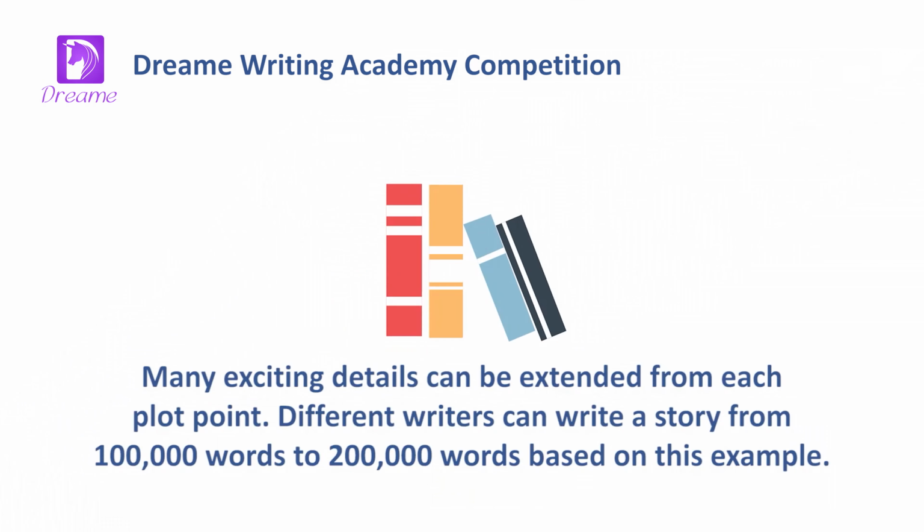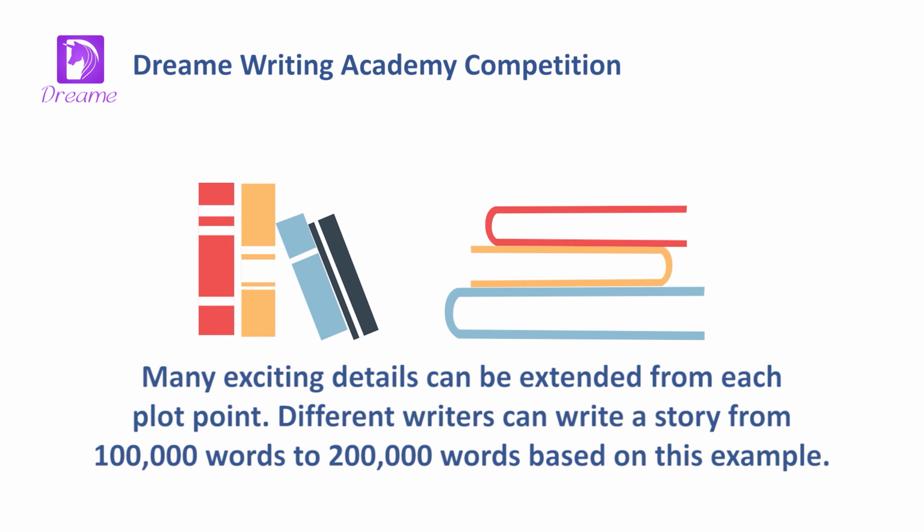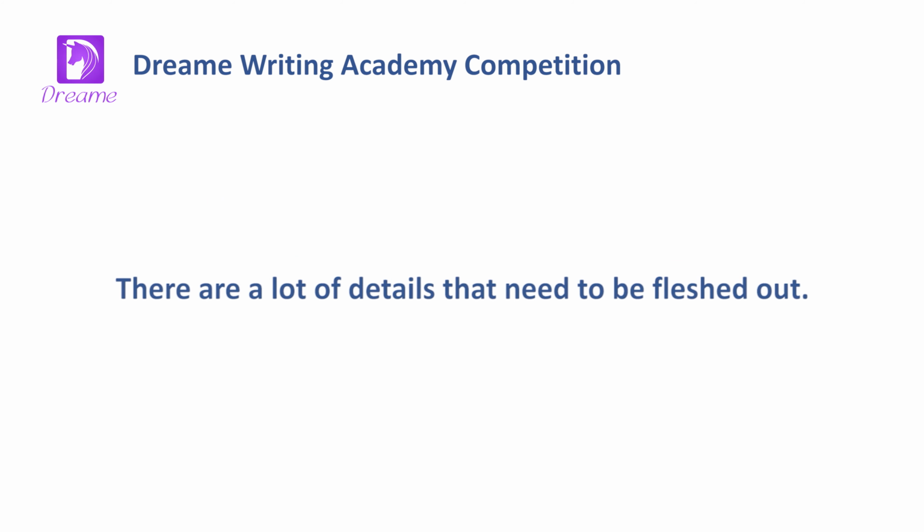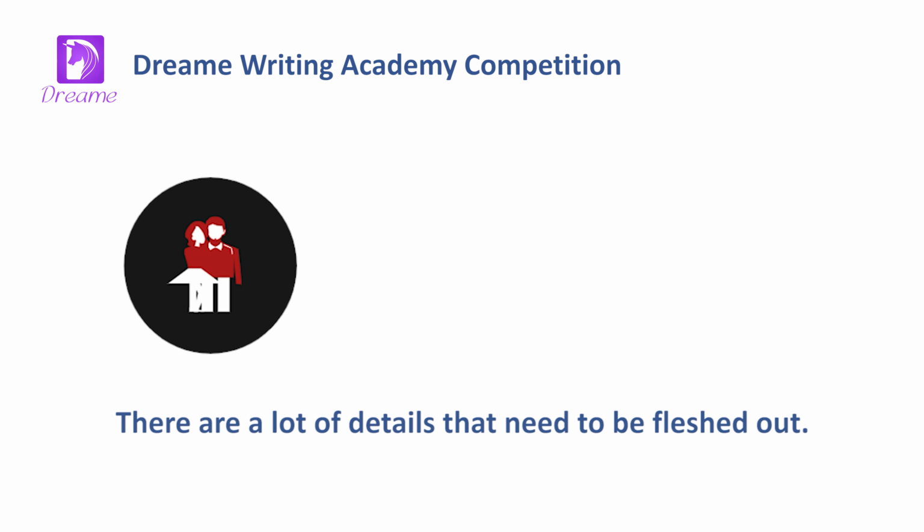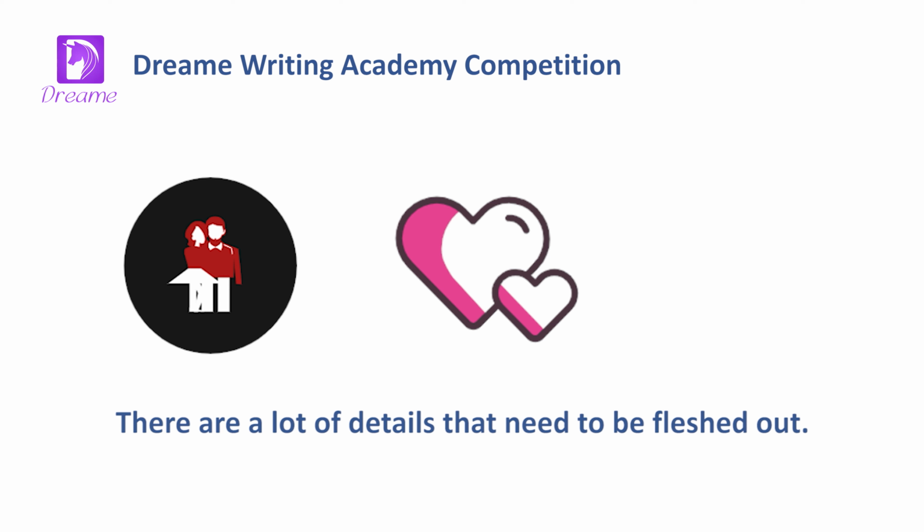As you can see, if you connect the main plots, you will have a complete story. Many exciting details can be extended from each plot point. Different writers can write a story from 100,000 words to 200,000 words, based upon this one example. Surely there are a lot of details that need to be fleshed out. For example, how do Emily and Sam meet? How does Sam fall for Emily? And we want to know that step by step. And what is Emily's superpower? There are still some problems also that we need to solve, and we will address them in the following courses.